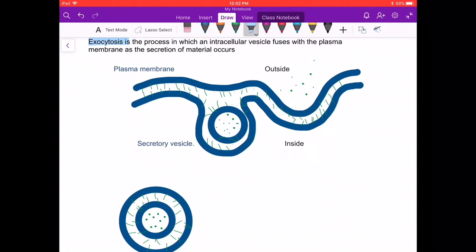Exocytosis is the process in which an intracellular vesicle fuses with the plasma membrane as secretion occurs.